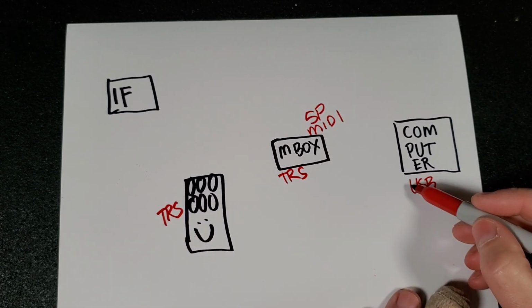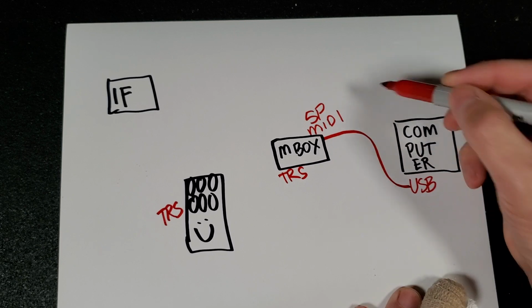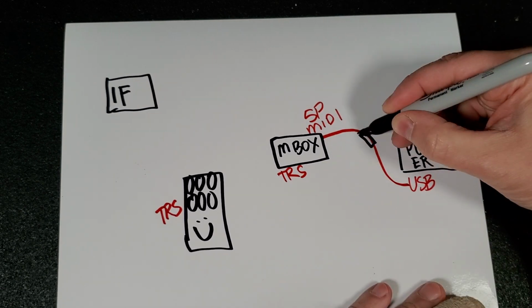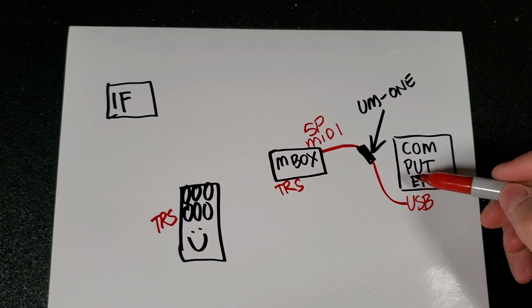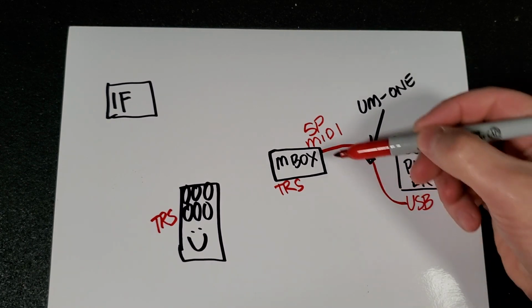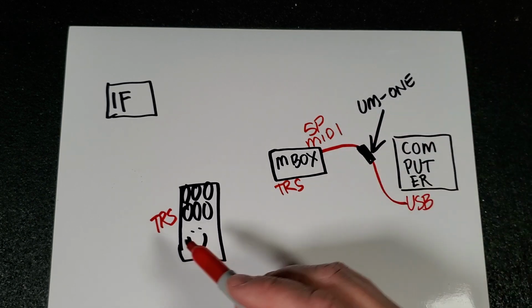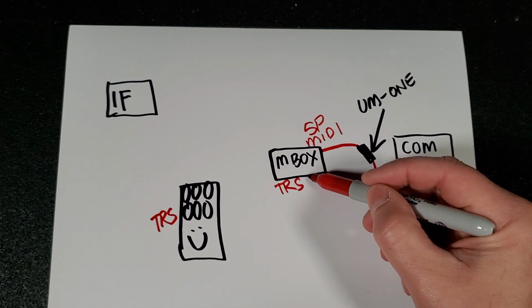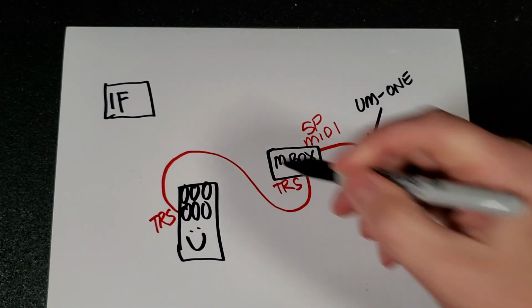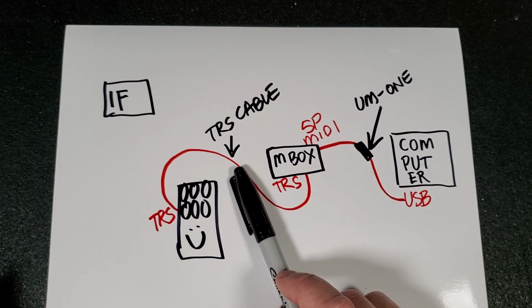TRS. So we're going USB to 5-pin MIDI with a little device called the UM1. This gets our MIDI signal from a USB to what we're familiar with, a 5-pin MIDI jack. Then to get MIDI to the Chase Bliss pedal, we have to do a TRS cable. So this is pretty much his MIDI signal.